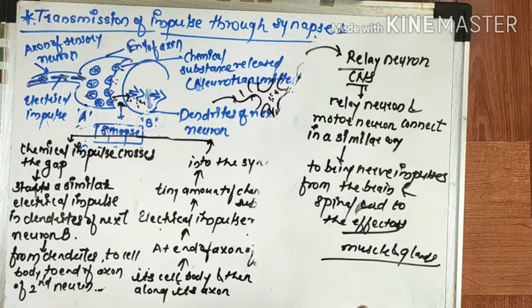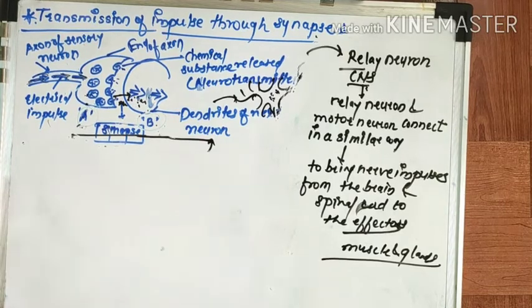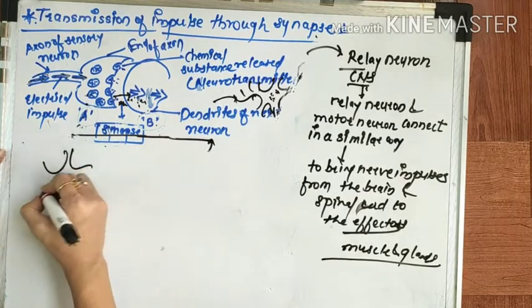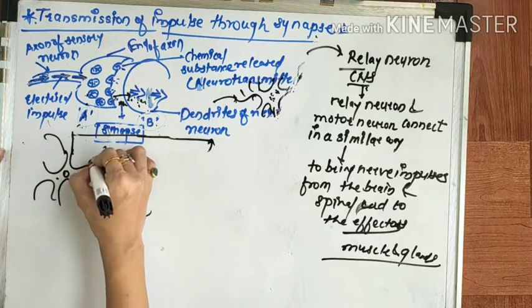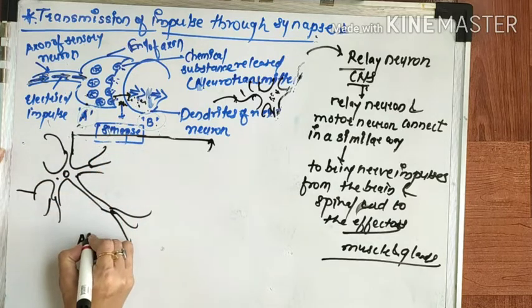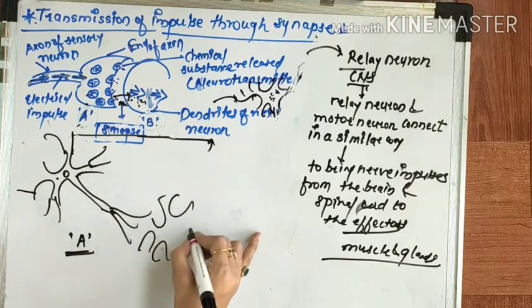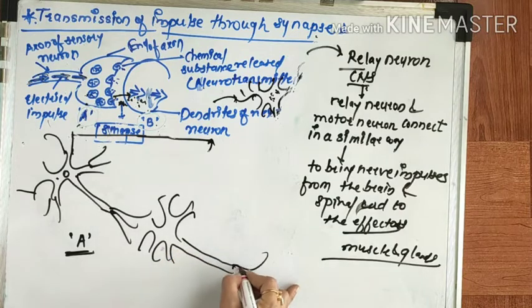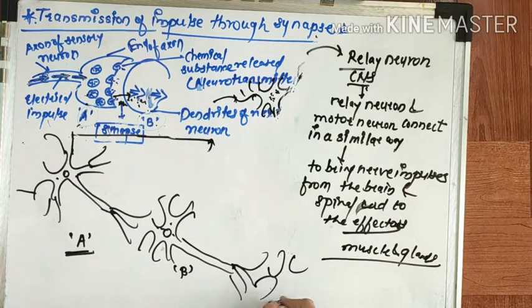So the synapse actually acts as a one-way valve. Now you are getting it. I am again explaining with the help of a diagram, so you will understand very well. Here I will draw one neuron that is called neuron A, and here again I will draw another neuron that is neuron B.